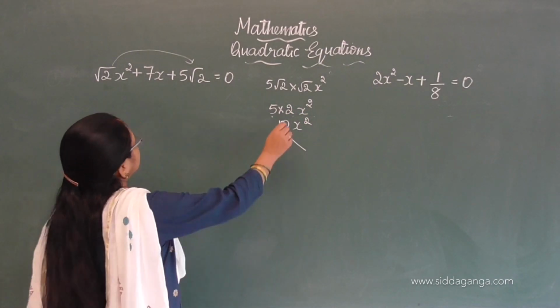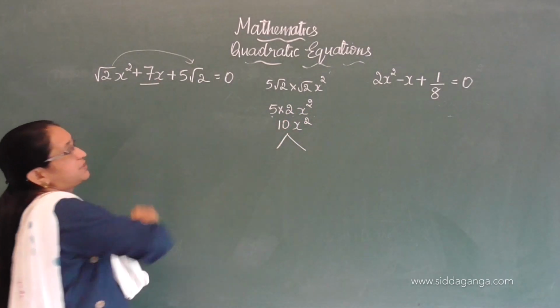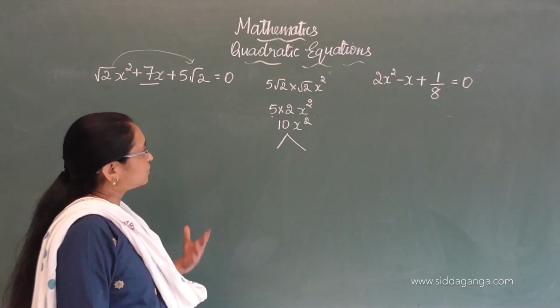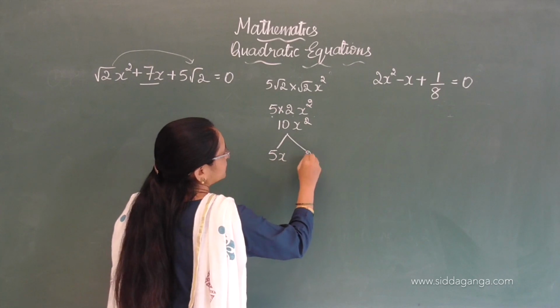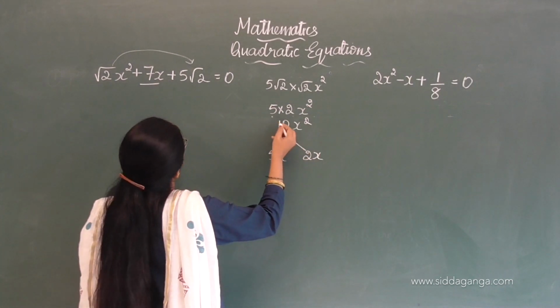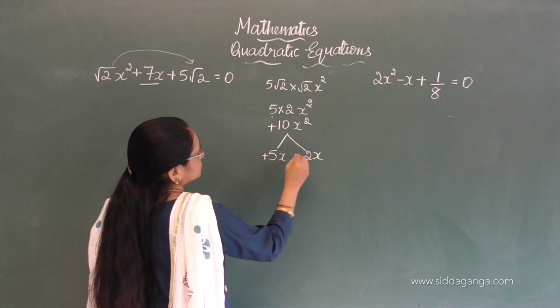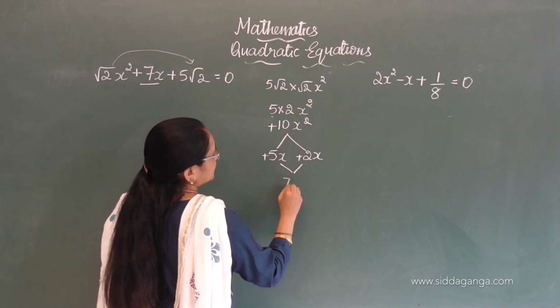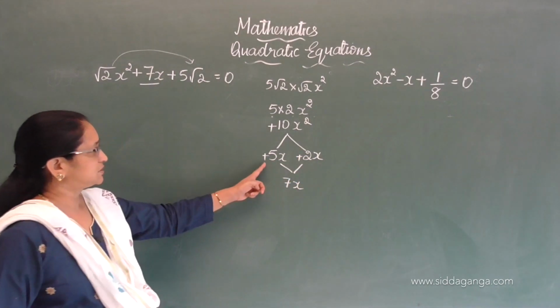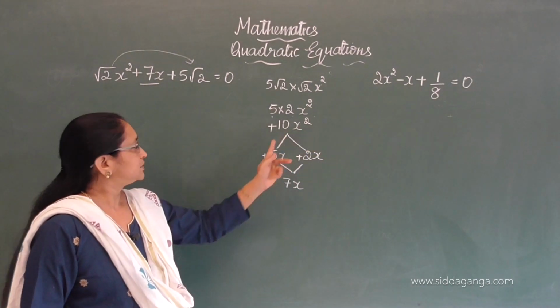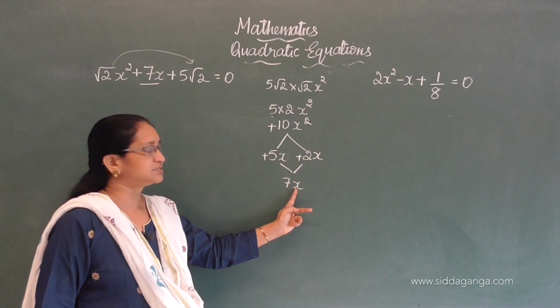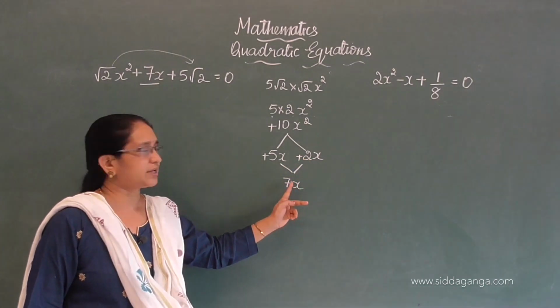Now, 10x square and in the middle we have 7x. So, how we can divide this? We can divide it as 5x and 2x and here also plus, so 7x. I hope you understood this. 5 2s are 10, x into x, x square, then 5x and 2x gives you 7x, okay.